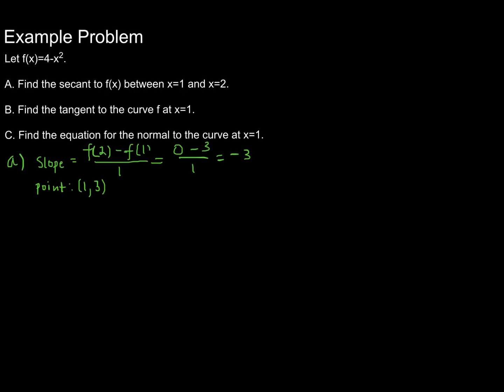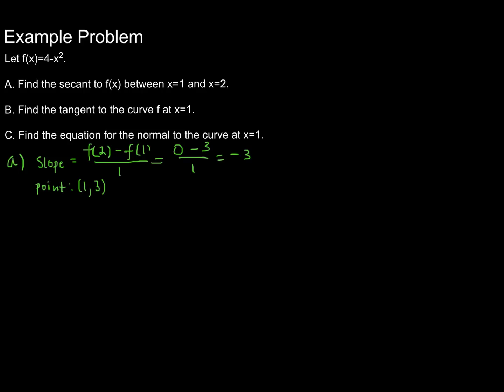Okay, for the secant line, basically we're finding the average rate of change between x values of 1 and 2. That's going to be our slope. And so f of 2 is 0, f of 1 is 3, so we have 0 minus 3, which is -3 over 1, -3, and a point that it goes through. Looking forward, we know that we're finding the tangent and the normal at x equals 1, so it might be helpful to find the point on our curve f when x equals 1. So I plug in 1, I get 4 minus 1, which is 3, so there's my point.